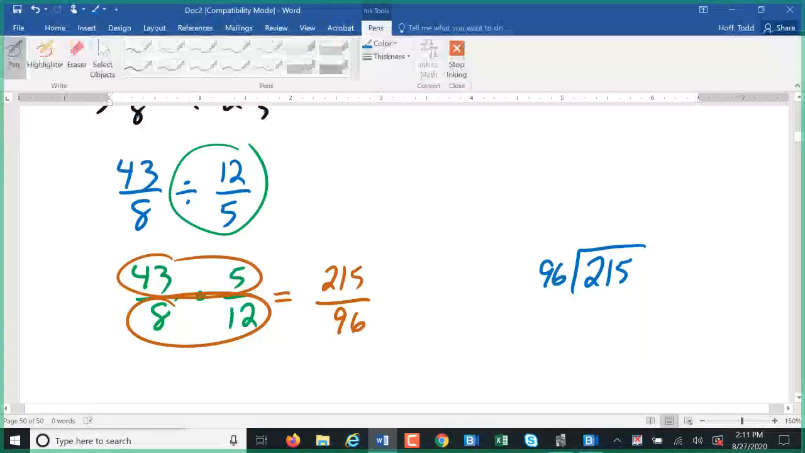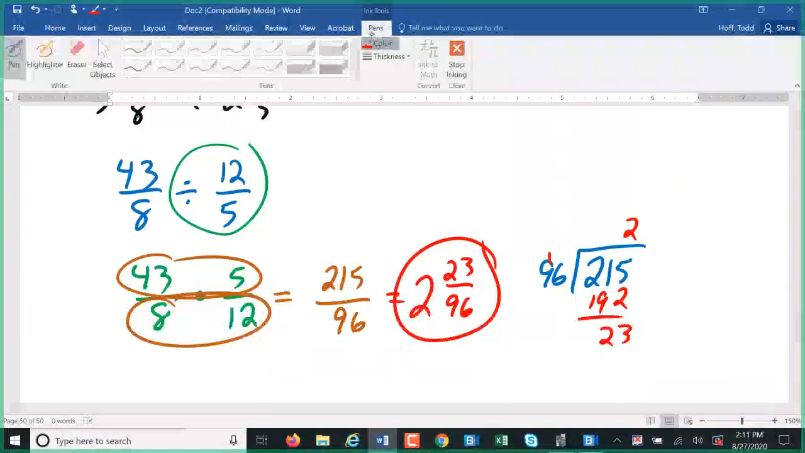215 divided by 96 is kind of a pain, but we'll do it. Looks like it goes in there twice. 2 times 6, 12, carry the 1. 2 times 9, 18, 19. We subtract, there's 23 left over. So that is 2 and 23/96.